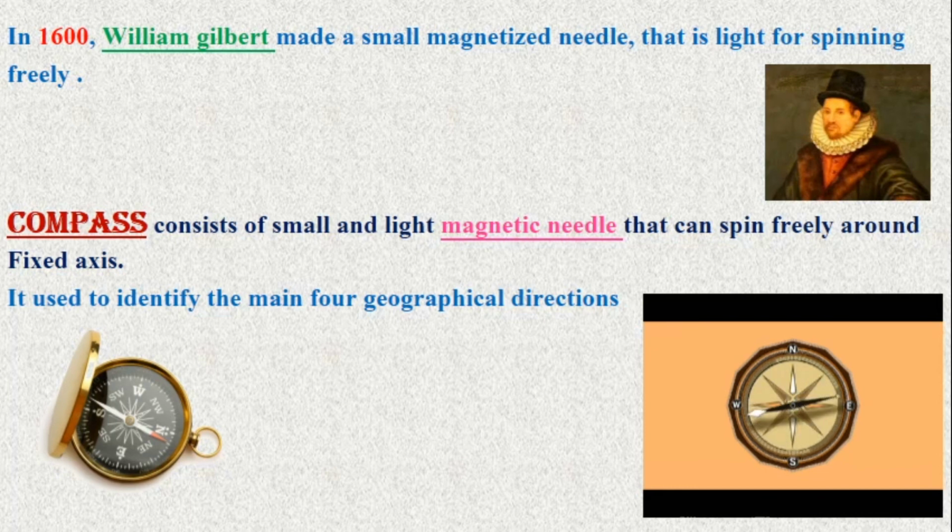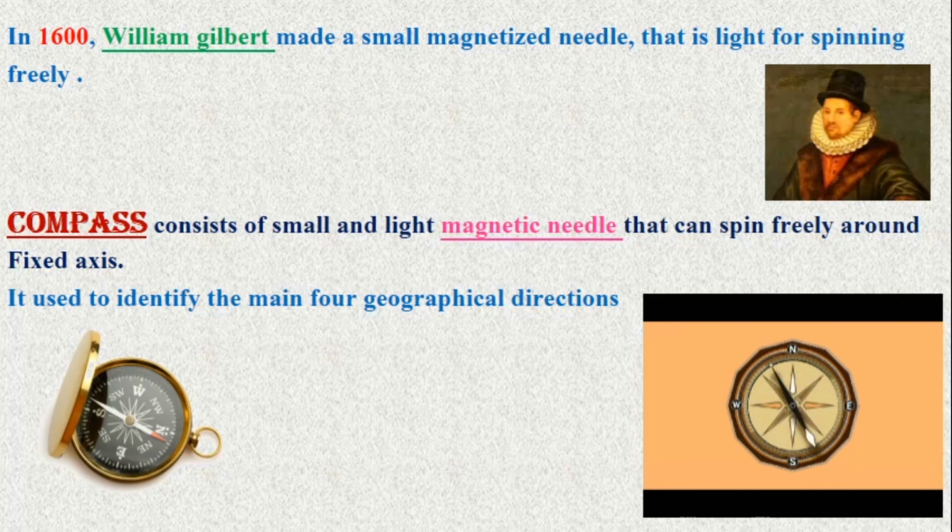Actually, this tool, we use it to identify or to locate or to know the main 4 geographical directions. You know what are these 4 geographical directions? Super! Like north, south, east, and west. So we use this tool to know our directions, because this magnetic needle, it's like any magnet. It points to the north pole of the earth, or it takes a fixed direction north-south. So when it settles or stops moving, it points to the north-south direction. So we use it to identify or to locate the main 4 geographical directions.